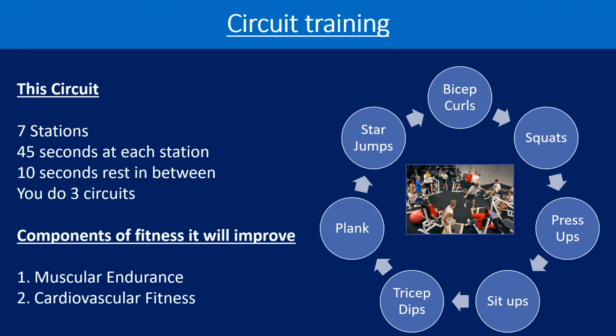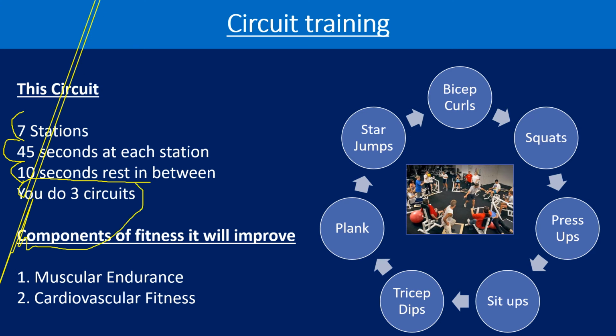I've created a really basic circuit so that I can talk you through the way a circuit would be set up. So the first thing that you need to identify is the amount of stations that you are going to have. Here we've got 7 stations. The athlete or the person participating will work for 45 seconds at each station. They then get given 10 seconds at the end of that time to move on to the next station, and that is also included as what we can call your rest time. We're going to do that whole circuit 3 times, okay?